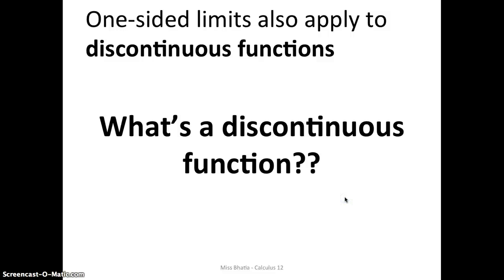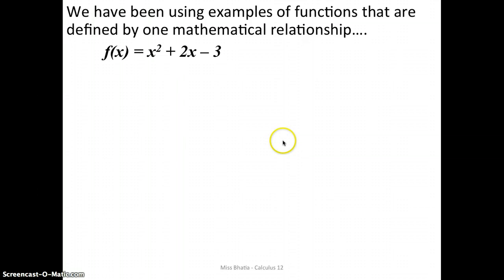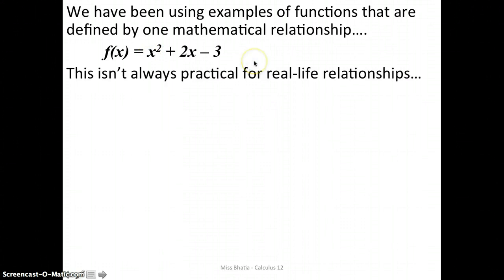So one-sided limits can also apply to discontinuous functions, and you might ask, what is a discontinuous function? And that's a very valid question. I'll explain it by using an example. So far we have looked at functions that are defined by one mathematical relationship. So it'll say f of x equals some function, whether that's a polynomial or whatnot, it will be a function with x as the variable. But this isn't always practical for real life situations and relationships that calculus usually compares.